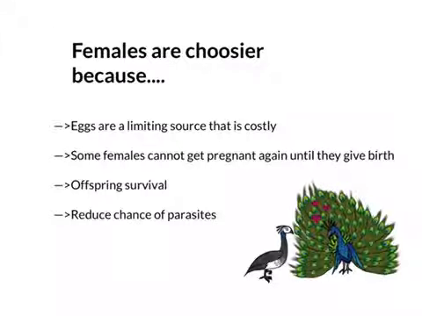Females are choosier because eggs are a limiting resource that is costly. Some females cannot get pregnant again until they give birth, and there are also offspring survival and a reduced chance of parasites to consider. Females tend to be the choosier sex when it comes to selecting a mate. Females want to find a mate that can better their offspring, meaning that their offspring will have particular traits that can be beneficial to their fitness.